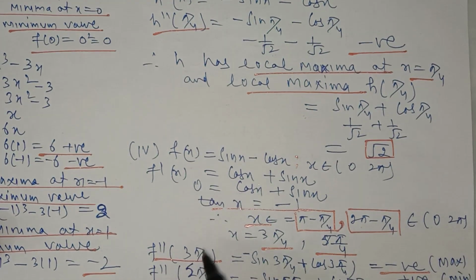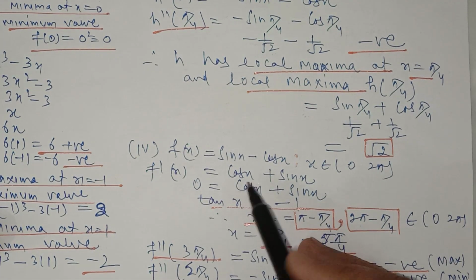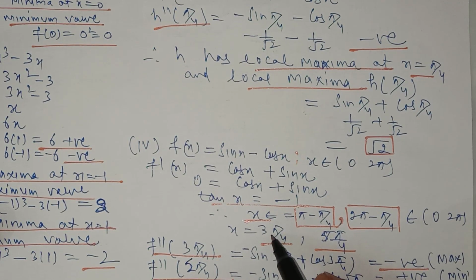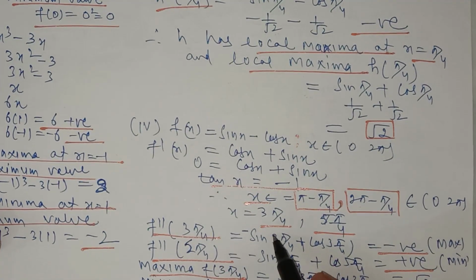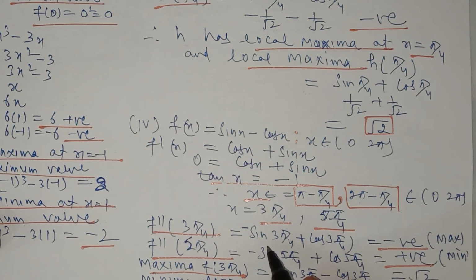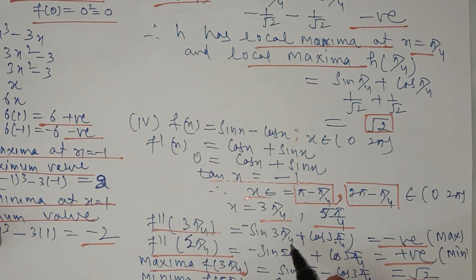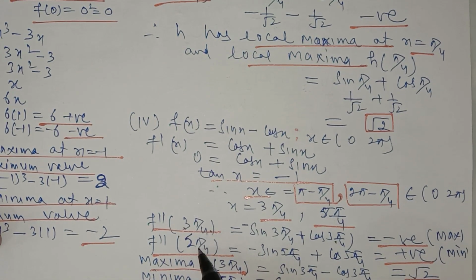Now find the second derivative of this function, which is minus sin x plus cos x, and replace the value of x in the second derivative with 3 pi by 4 and 5 pi by 4. The value of this function will come out to be negative. You know how to find the value of sin 3 pi by 4 and cos 3 pi by 4, which is a 135 degree angle. In the second quadrant sine is positive, cos is negative, and the total value comes out to be negative. So we have local maxima at x equal to 3 pi by 4.